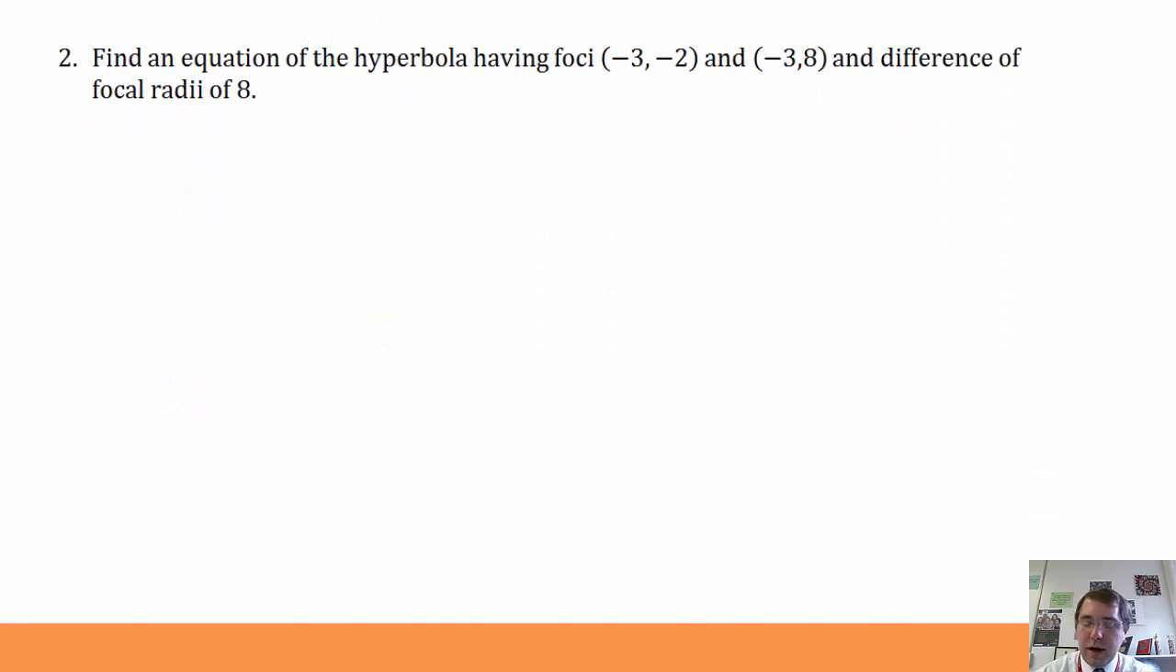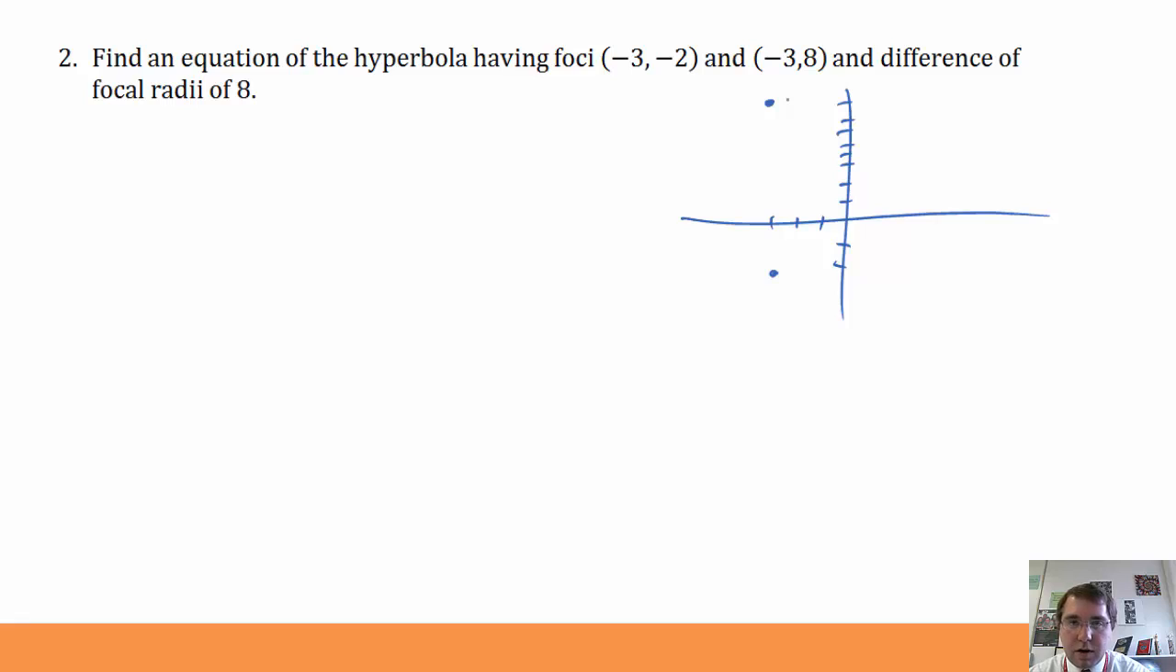Number 2, find an equation of the hyperbola having foci -3, -2, and -3, 8, and a difference of focal radii of 8. Okay, so I've got the foci. I need to use those to find the center so that I can come up with the equation. And then we need to find a squared and b squared. Okay, so let's just make a quick sketch here. -3, -2 puts me there. -3, positive 8 puts me up there.